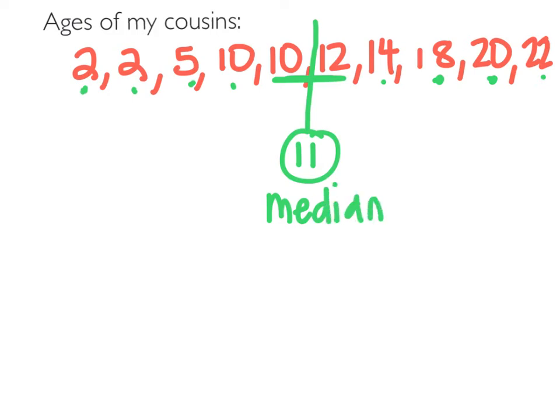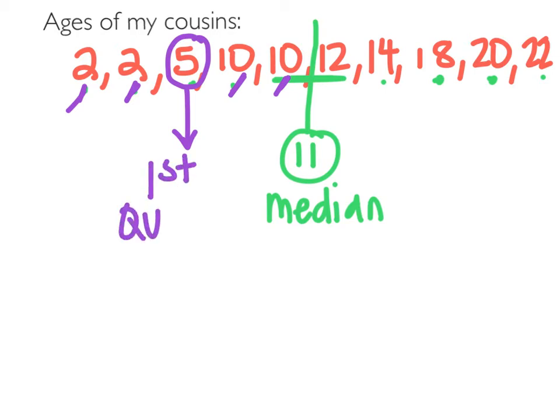All right, second step. If you notice, I split my data in half. Half of my numbers are over here, half of my numbers are over here. Now we're going to take this lower half of data and split it in half. Again, I go one from the low, one from the high, one from the low, one from the high, and I'm left with 5. This is called the first quartile, or another word for it is lower quartile.